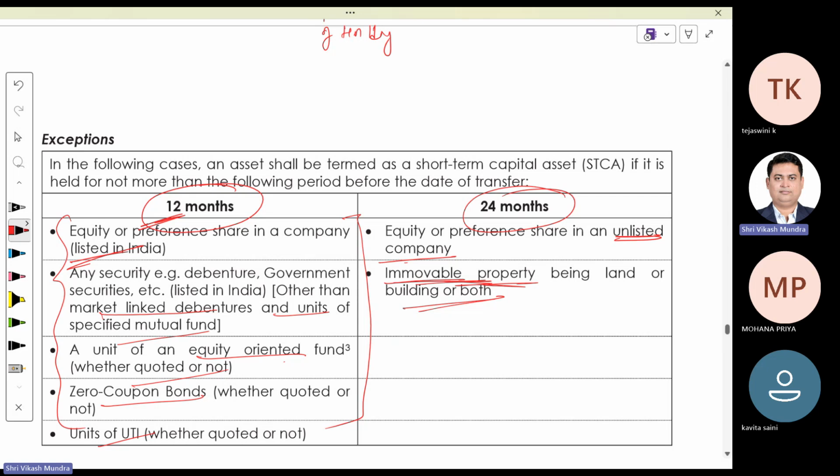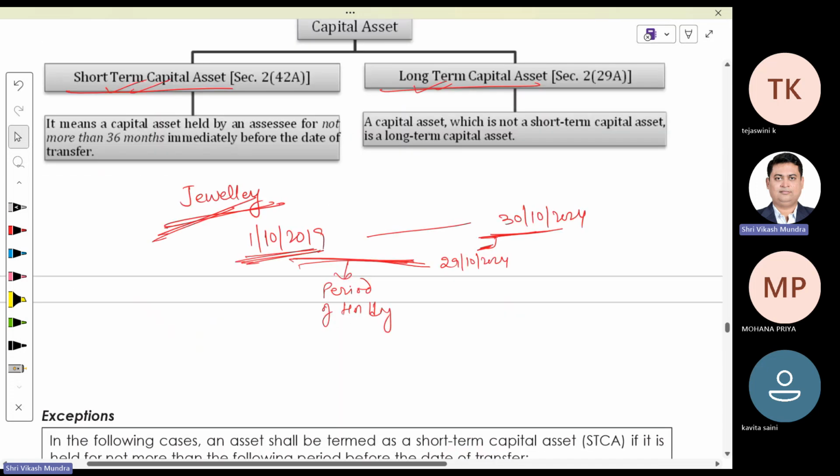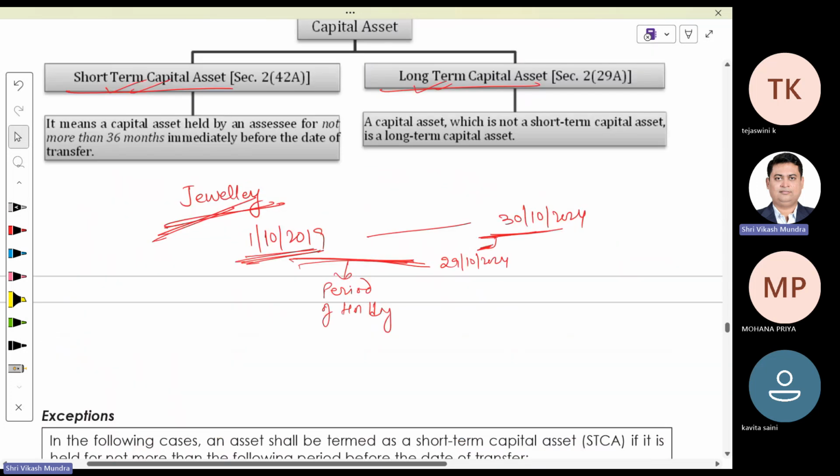Done. In general, if the nature of the asset is not covered in this 12-month list or the 24-month list, for example if I'm selling jewelry, which is not listed here, then we should focus on 36 months. Goodwill is also not governed here. We should consider 36 months as the cutoff period for determining whether my capital asset is a long-term or short-term capital asset.